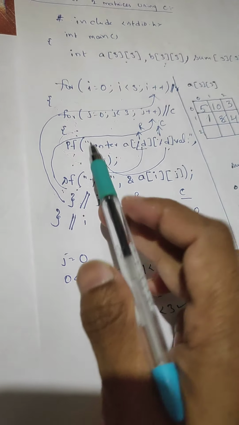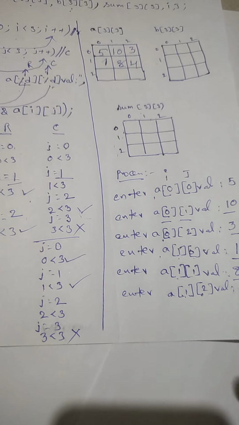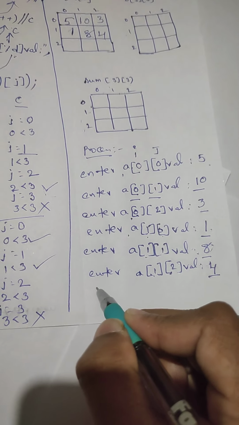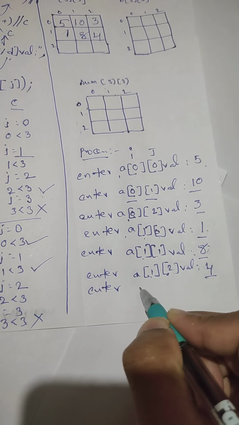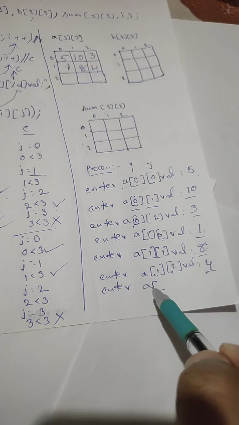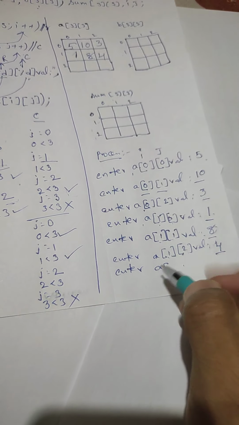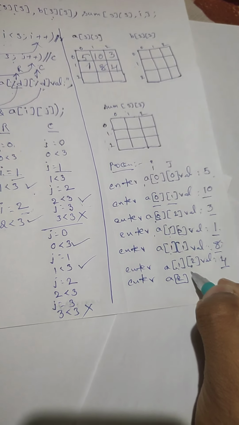Okay, then the controller enters this j for loop and the printf statement is executed. So in that case, the printf statement prints "enter A of", so what is the value of i here? The first %d is for i and the second %d is for j. So the i value is 2 and the j value is what? 0.